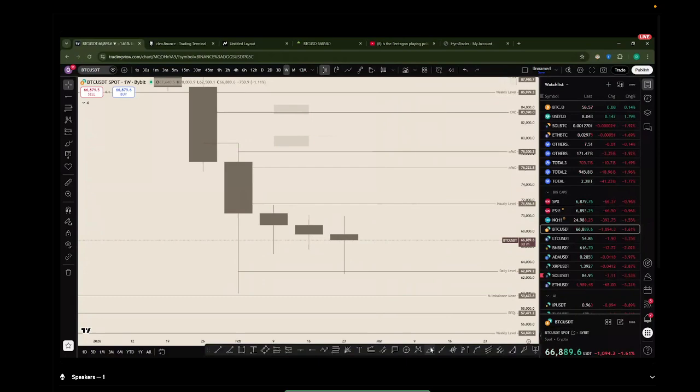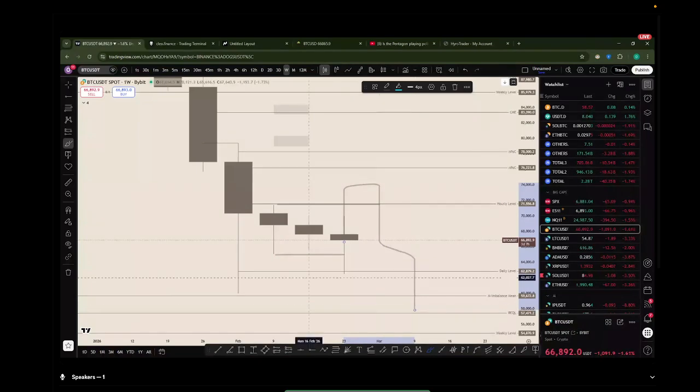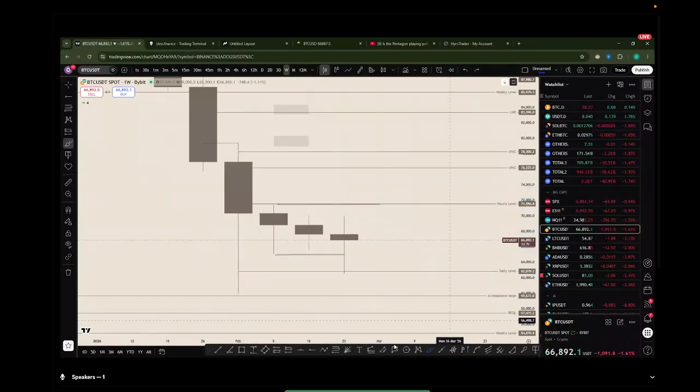So we have done an internal liquidity sweep. This was our low, this was our low of the week, and we have swept this. Now we have a liquidity pending around here. So the next and obvious move should be that price should go up, sweep that, and then come down. That's a weekly perspective, okay?